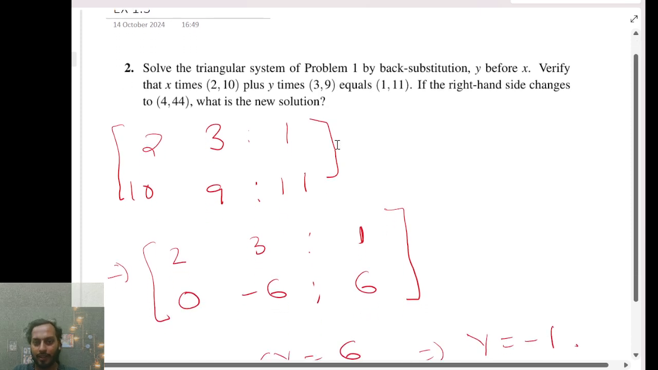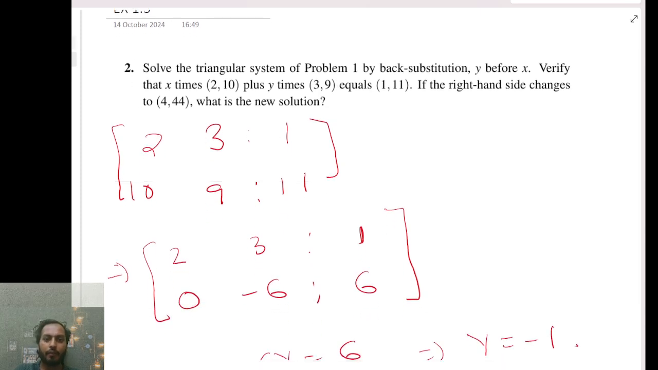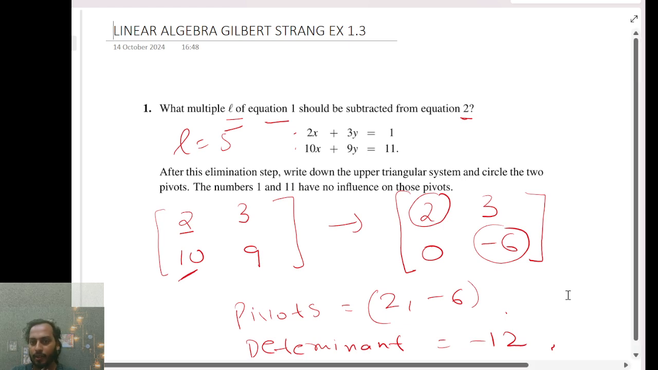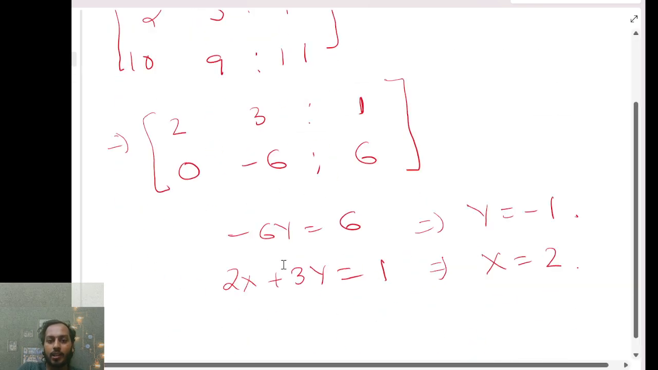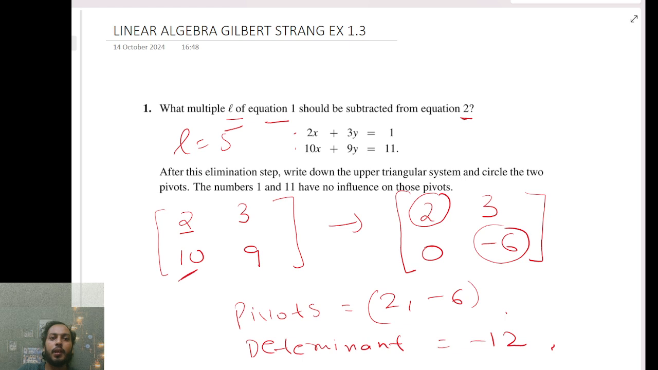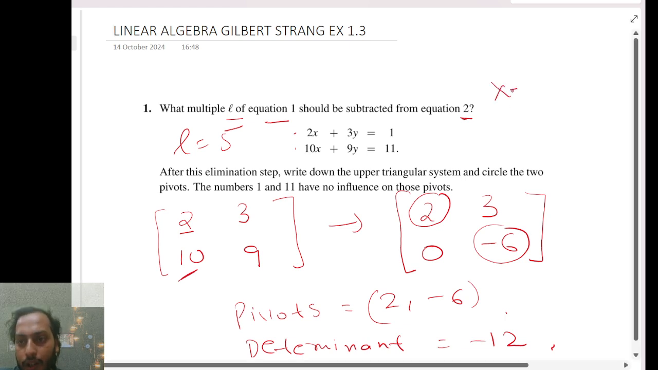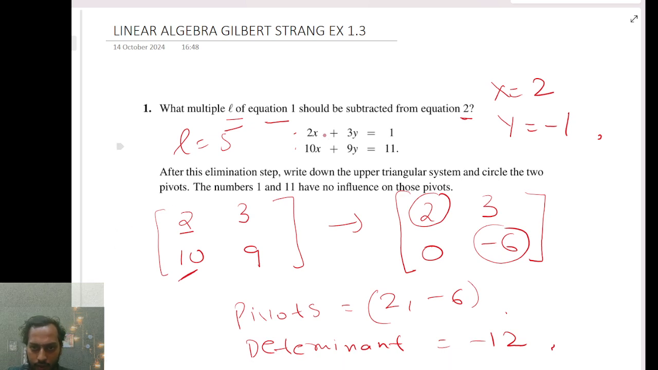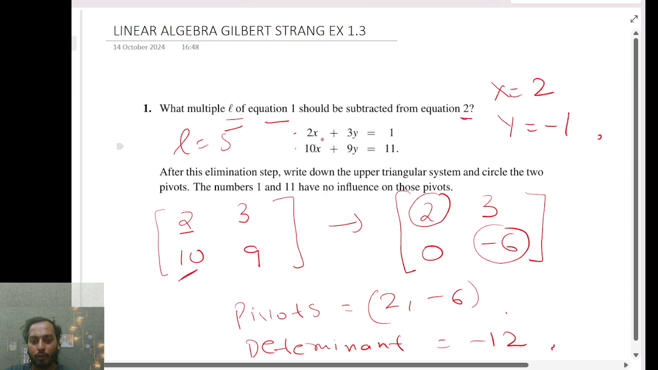That's all. So this system of two equations, which you can see in the first question, has the solution x equal to 2 and y equal to minus 1. If you want to verify it, you can. Put x as 2 and y as minus 1: 2 times 2 is 4, 4 minus 3 is 1. The first equation is satisfied. Put 2 and minus 1 in the second: 10 times 2 is 20, 20 minus 9 is 11. That's also satisfied. That's the answer.